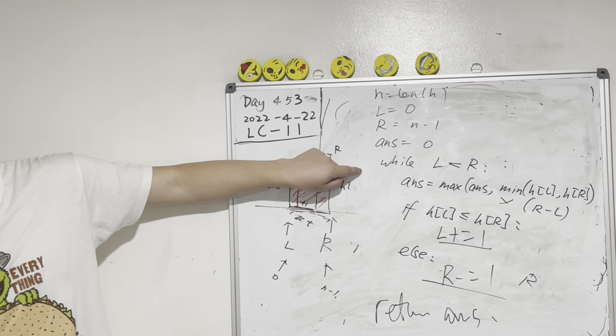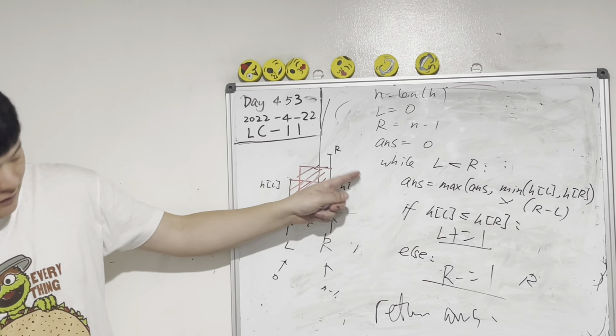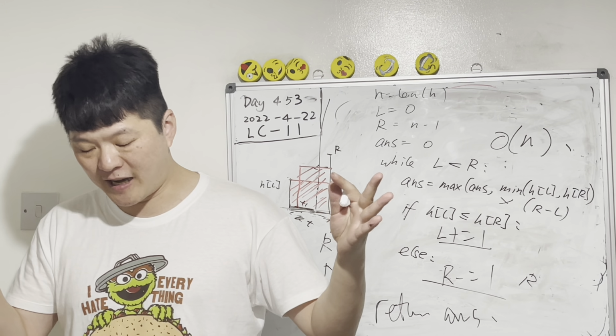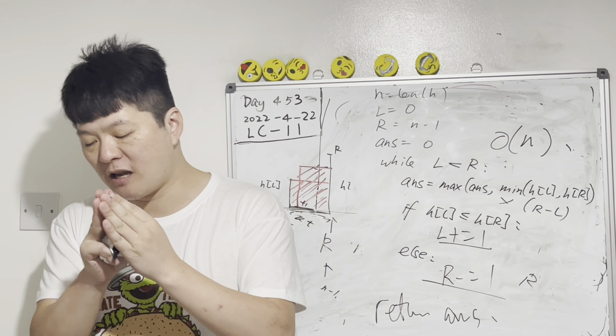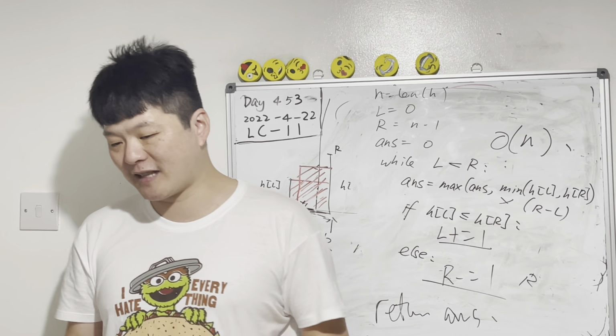What's the time complexity? O(n), yes. Why is it O(n)? We can prove it. We have two pointers. At each step, one pointer moves towards the other one. So when they meet, how many steps have we taken? n in total.